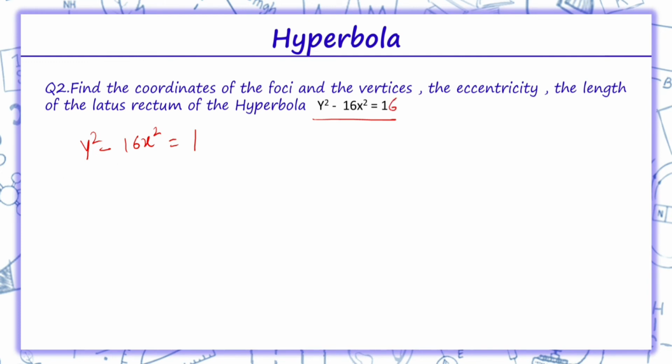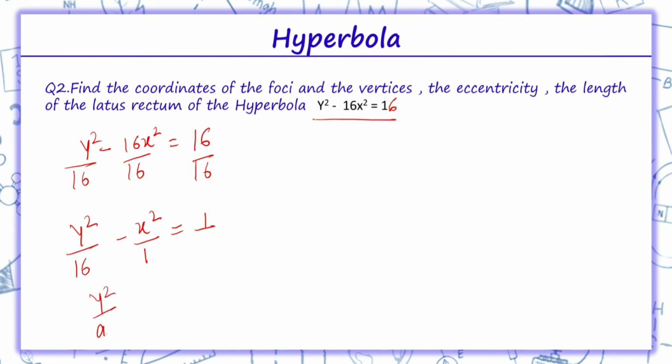So dividing each term by 16, we will get y square by 16 minus x square by 1 equals 1. On comparing this equation with y square by a square minus x square by b square equals 1, the value of a is coming out to be 4 and the value of b is coming out to be 1.